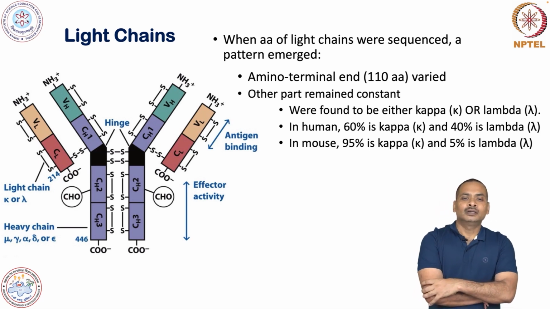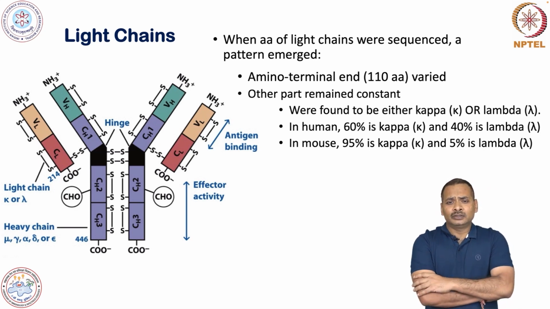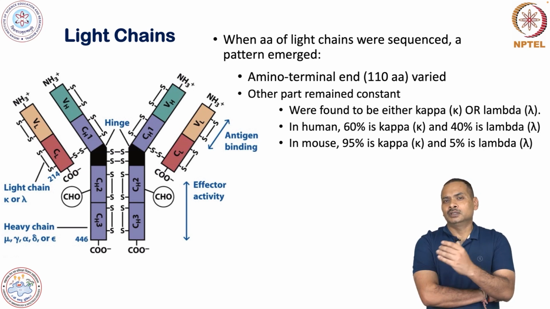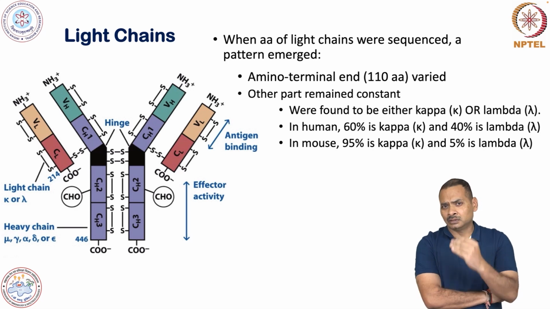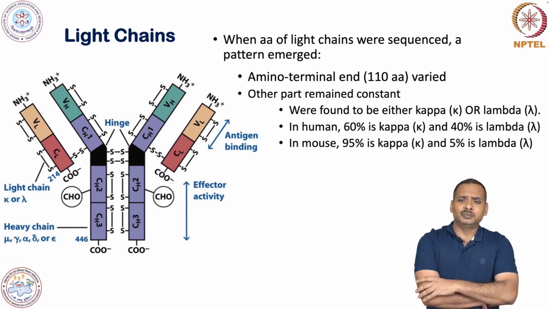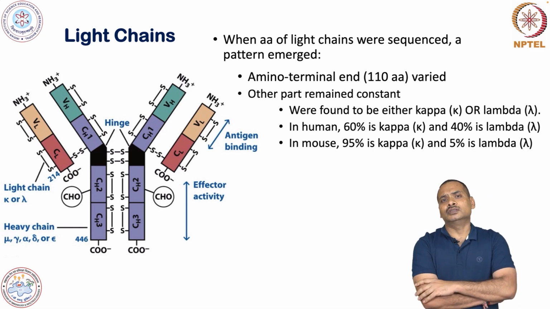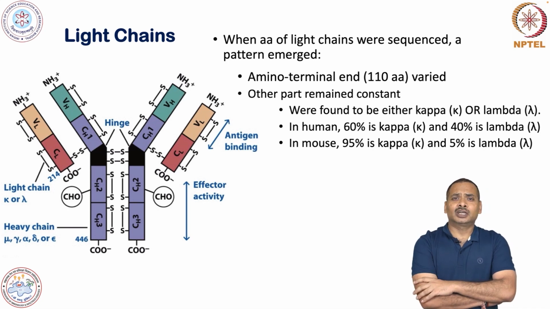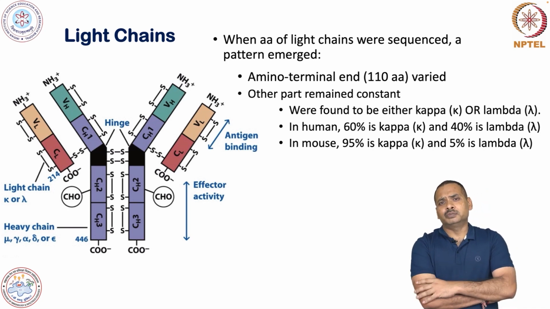Okay, and when these were sequenced, they found that in humans 60% of the constant region in the light chain is kappa type, and 40% falls in lambda type. Okay, and in mouse about 95% is kappa type, and only 5% is lambda type. Okay.